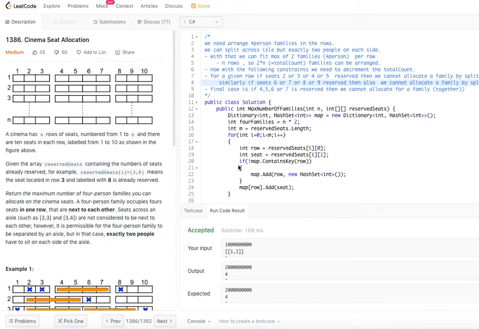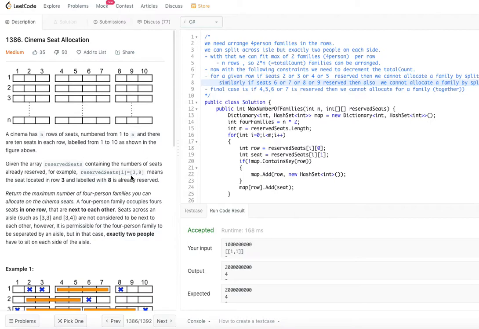Given the array reservedSeats containing the seats already reserved, for example, reservedSeats[i] = [3, 8] means the seat located in row 3 and labeled 8 is already reserved. Return the maximum number of 4-person families you can allocate in the cinema seats. A 4-person family occupies 4 seats in one row that are next to each other.